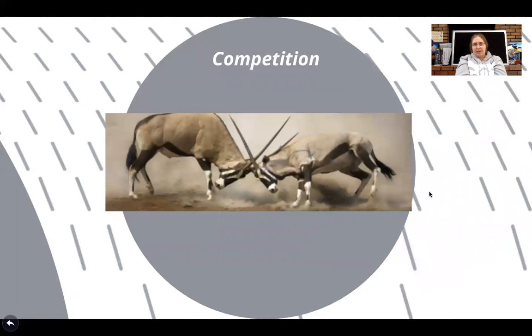Competition. And it's kind of the same way. Here we have the not quite gazelles, like the gazelle cousins. Was it addax? Sorry, I'm trying to remember my zoo knowledge. But let's say you have these two males going at it because they're trying to fight for the right to survive or to reproduce in this case.